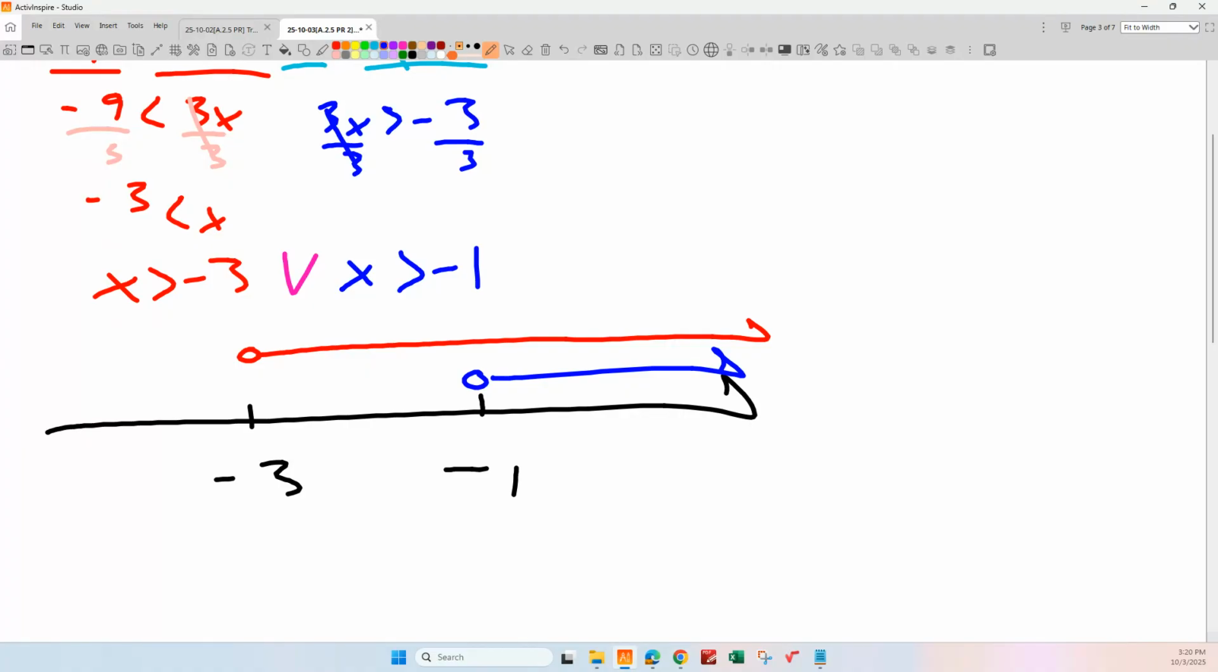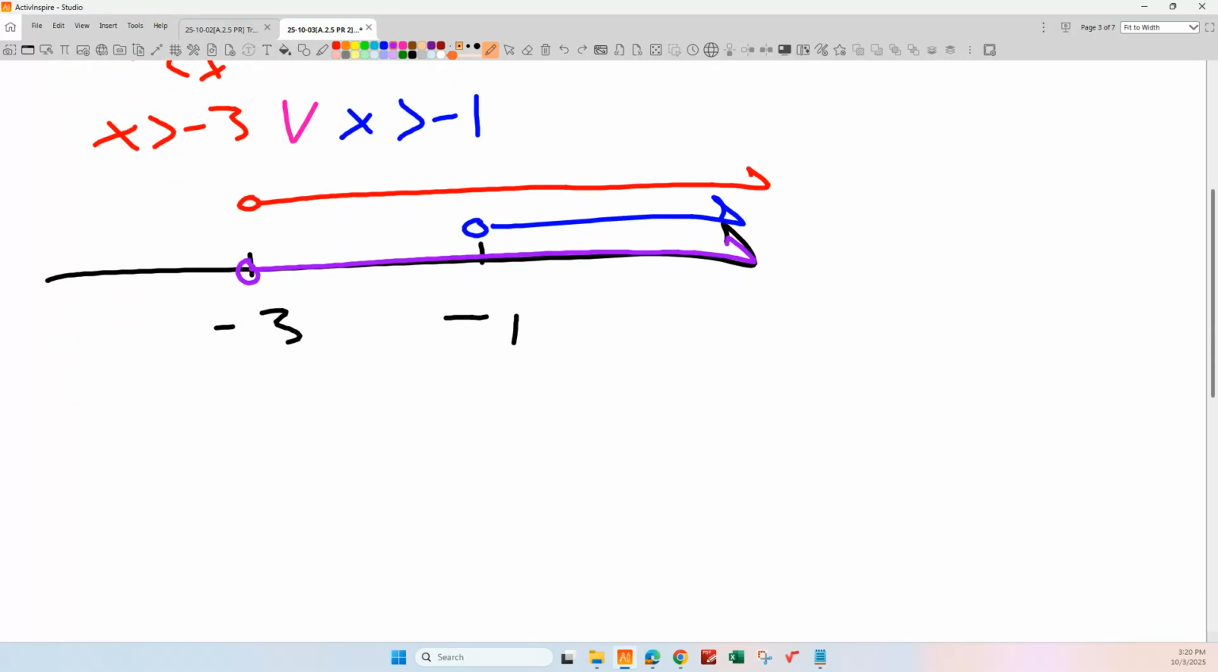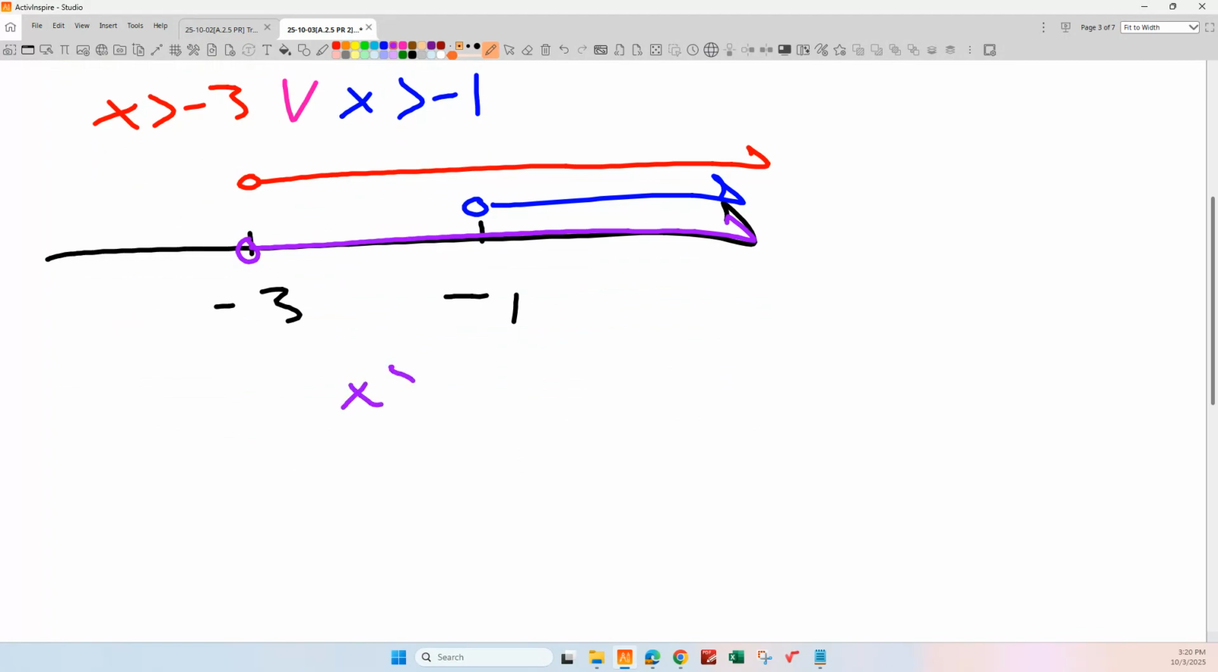So our solution then, if I combine these into one purple solution, it looks like that, doesn't it? Doesn't the purple graph include all the places where an ant could be on either red or blue? Okay, so then look at that purple graph, and that's just saying x is greater than -3, which looks like that. Good?